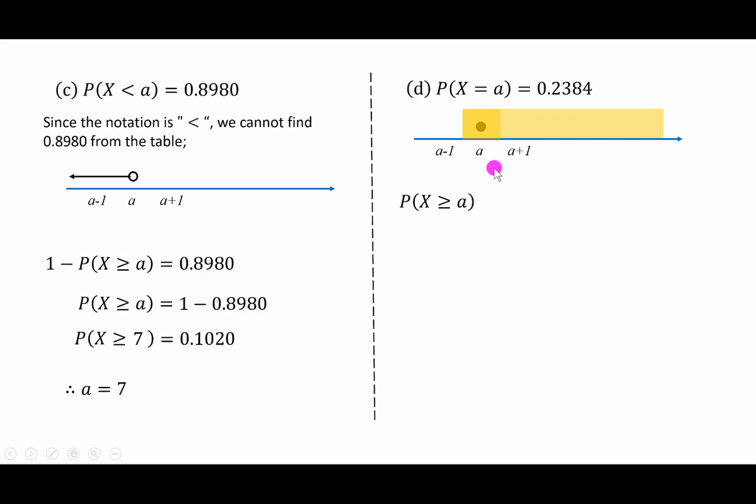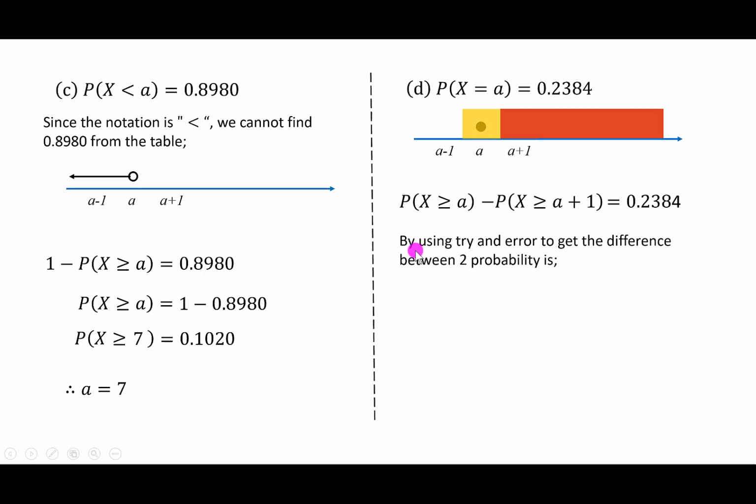So we have to subtract from A plus 1 until N. Means that we have to exclude the probability X greater equal than A plus 1. Then we only get the probability of A only. So we write like this, and this operation equals this probability. To find the probability here, by using trial and error, we can get the difference between two probabilities.